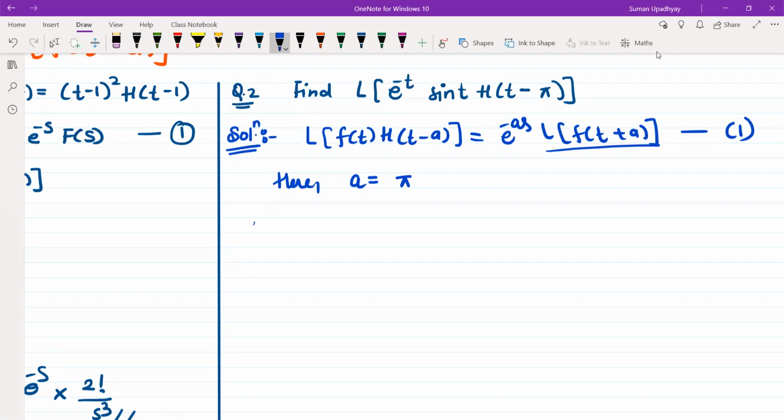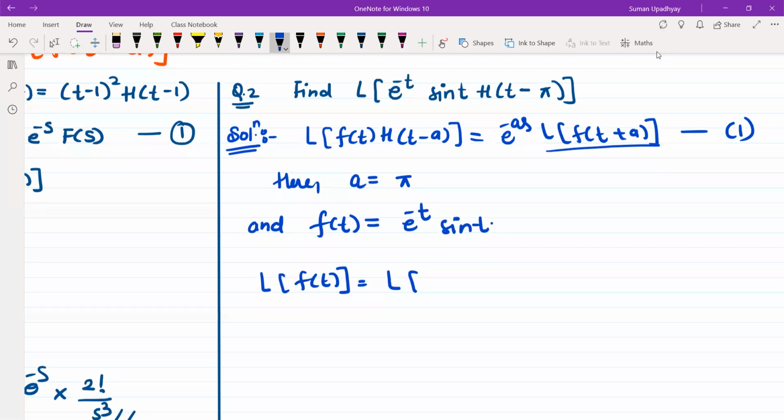So what is f of t over here? E raised to minus t sin t. Very good. Now how to calculate the Laplace of this? Which property will you apply to this? Laplace of e raised to minus t sin t. How are you going to do it?